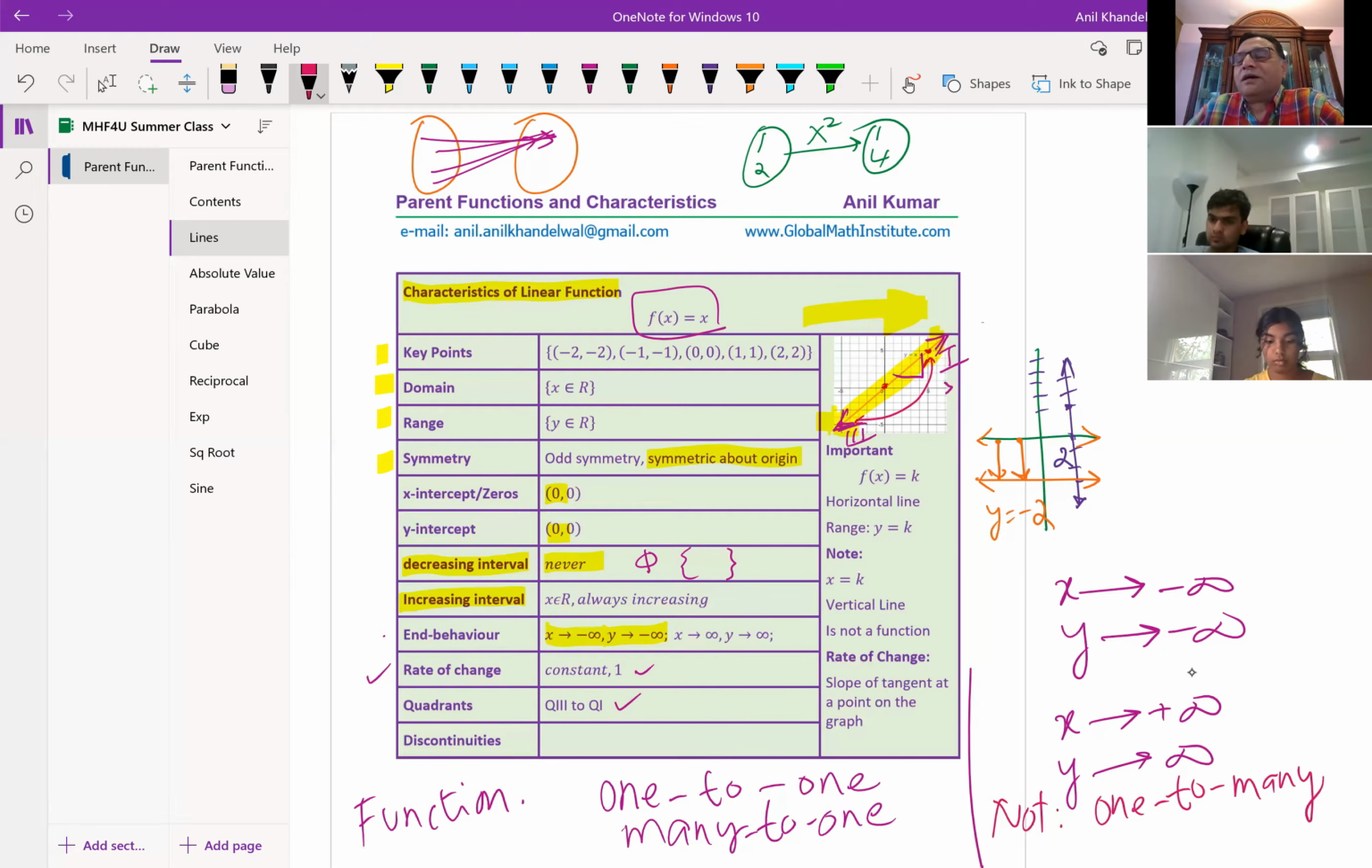That is what defines everything is a relation. So all these things are relations, but relations in which every input has exactly one output will be called a function. Is that clear?